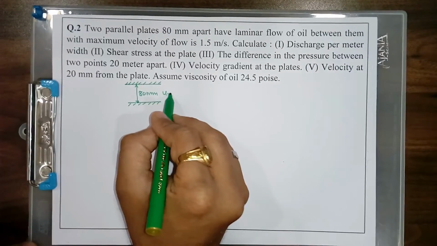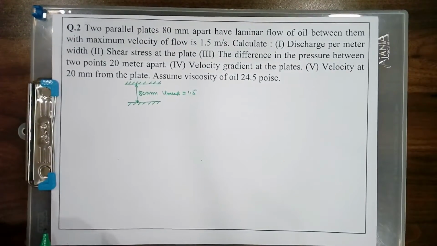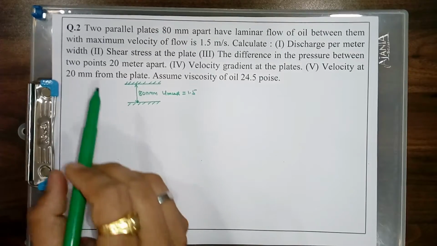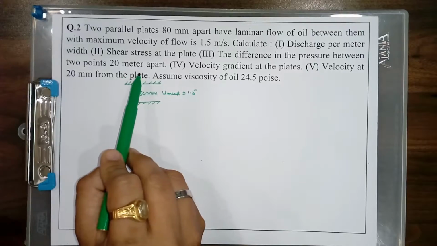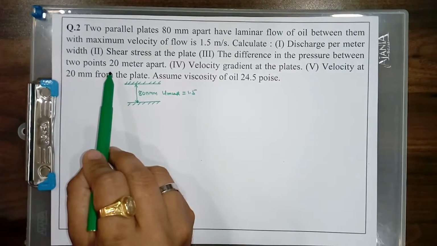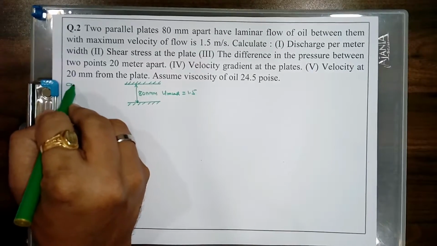The u max is given, u max is 1.5, and in this numerical additionally we need to calculate the pressure difference between the points 20 meter apart. So here the L is given, which is 20 meter. So first, students, we write down the given data.